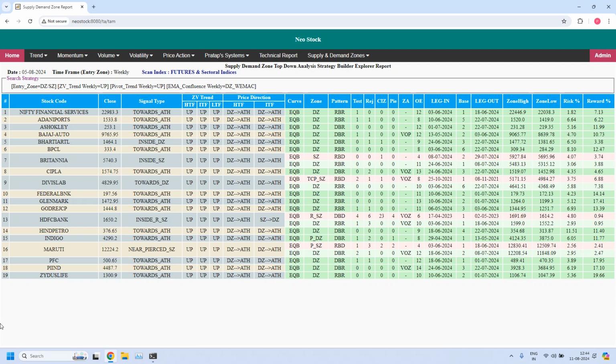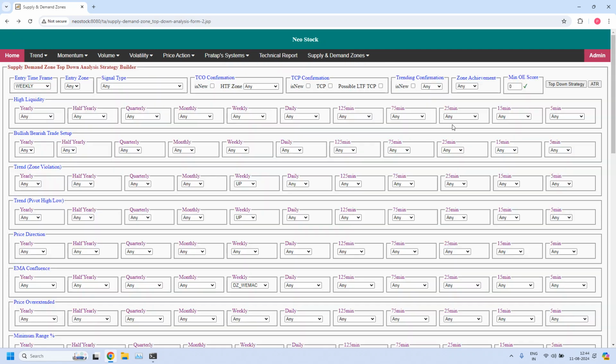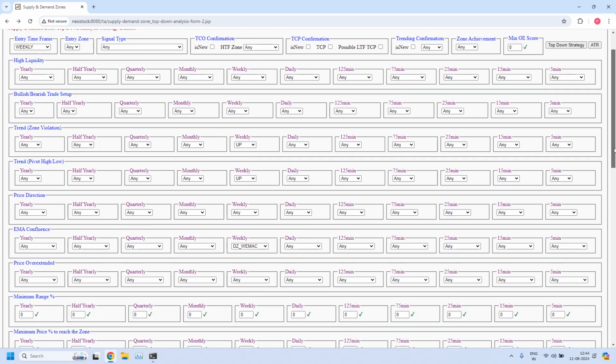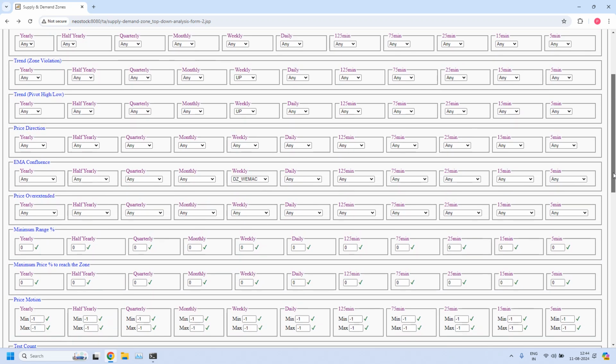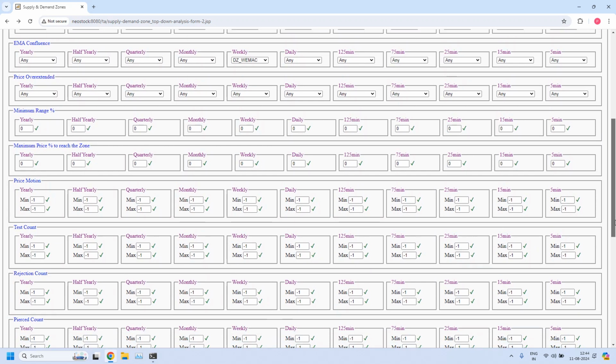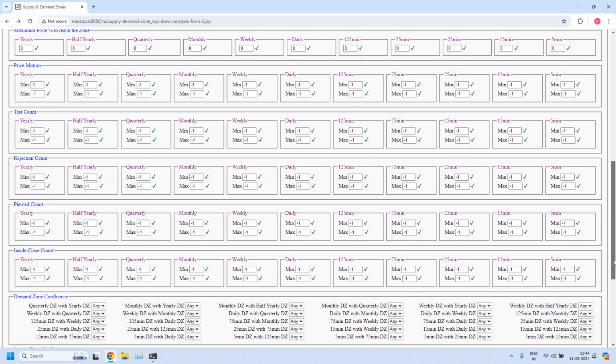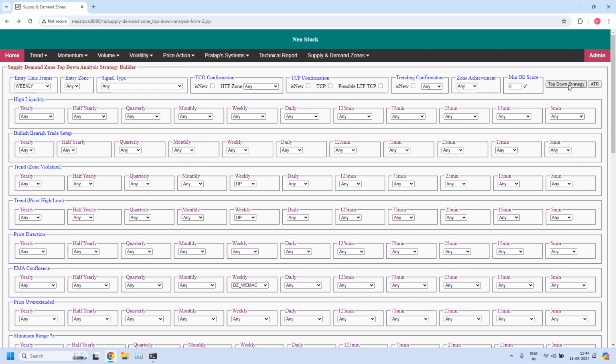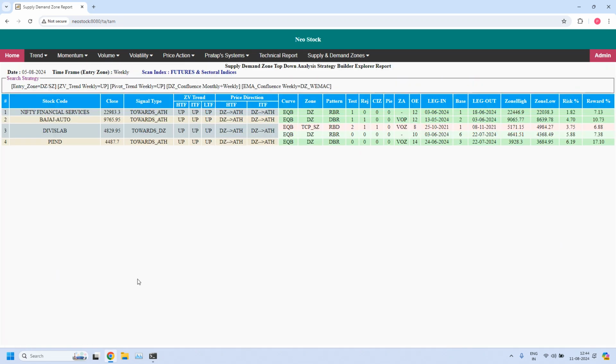Now what we do, we even look for zone confluence, uptrend and zone confluence. So for filtering some more, ITF confluence. What is ITF? For the weekly time frame, ITF is monthly. So monthly confluence, how many stocks are we having? Let us check. Because they are all demand zones, let us say weekly demand zone with monthly demand zone confluence. Probably they have an even higher probability. So 4 stocks are filtered.